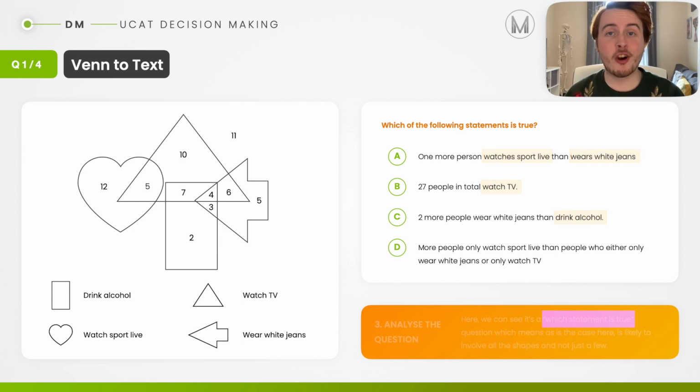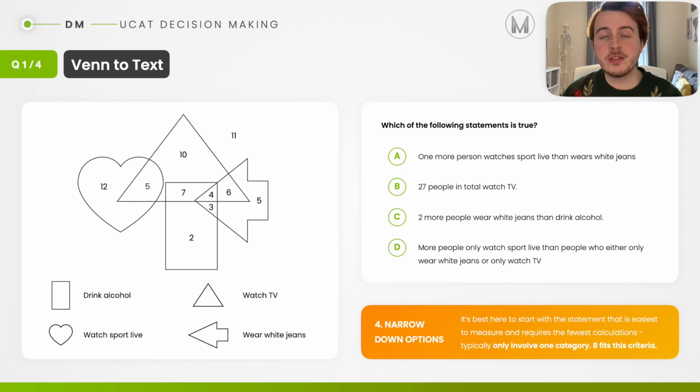So we're going to narrow down our options. To do this, we just look at which answer options need the most categories. I'm really wanting the ones that have the fewest number of categories to start with, as that's going to be the easiest ones for me to find in this Venn diagram. So I think option B is the easiest to spot here.